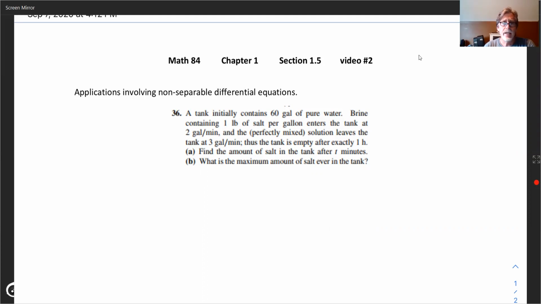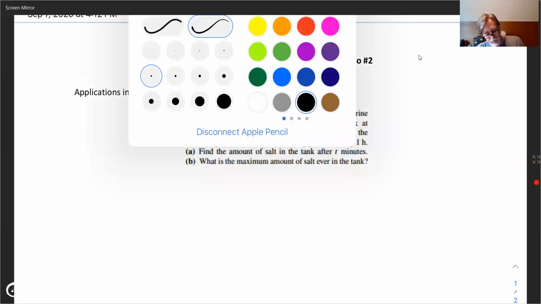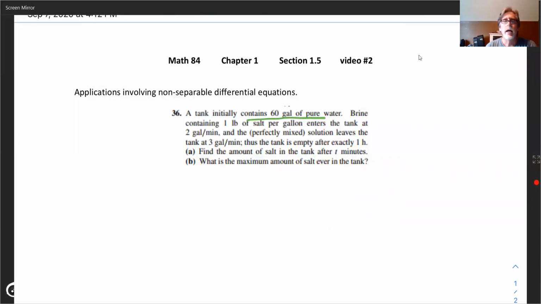So, a tank initially contains 40 gallons of pure water. All right, brine containing 1 pound of salt per gallon enters the tank at 2 gallons per minute. And the perfectly mixed solution leaves the tank at 3 gallons per minute, okay? Thus, the tank is empty after exactly an hour.